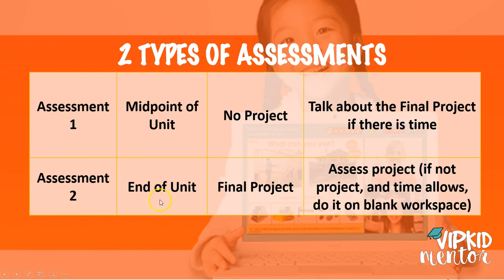Assessment 2 happens at the end of the unit. There is a final project. So you assess the project at the beginning, but if there isn't a project and time allows, then you can do it on the blank workspace at the end. Some people do it at the beginning. It's up to you. I like to do it at the end because if we're struggling to finish, I'd rather finish the rest of the assessment and not do the project than do the project and not finish the assessment. So that's why I do it at the end. It's up to you, but you can use that blank workspace at the end to have them do their project right there.